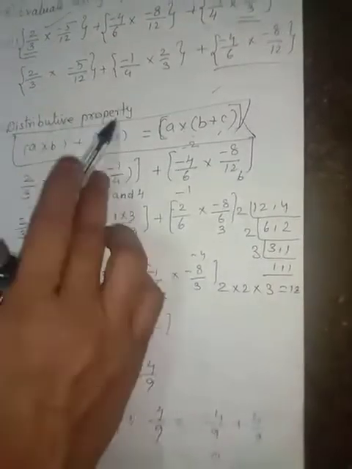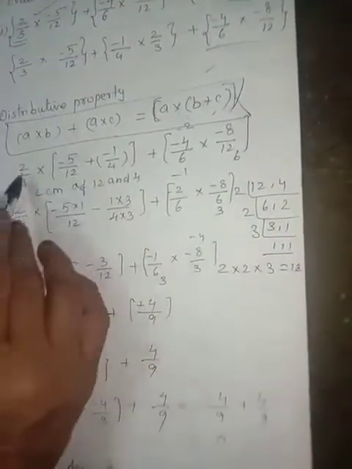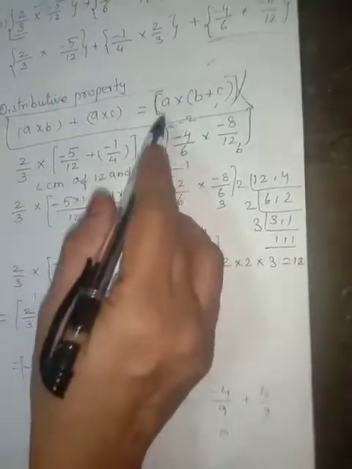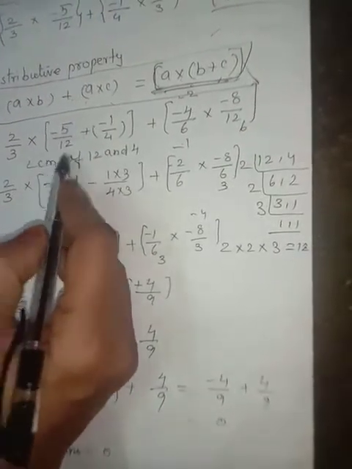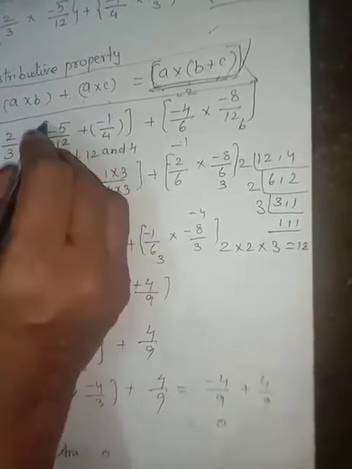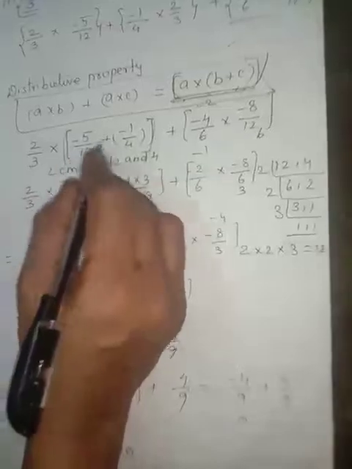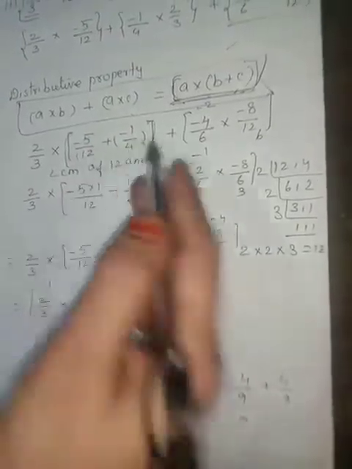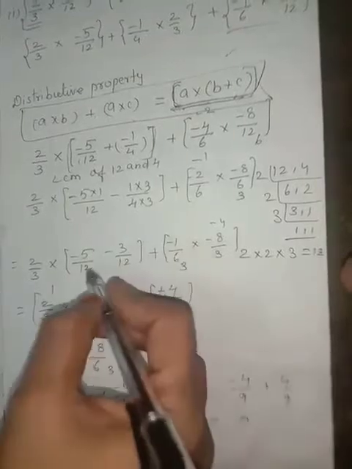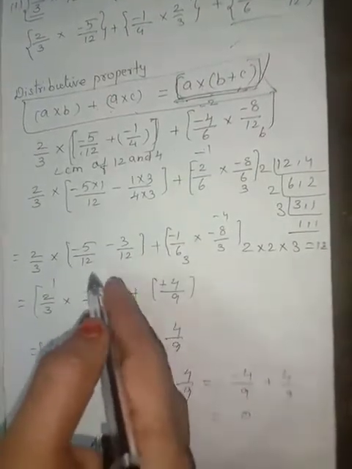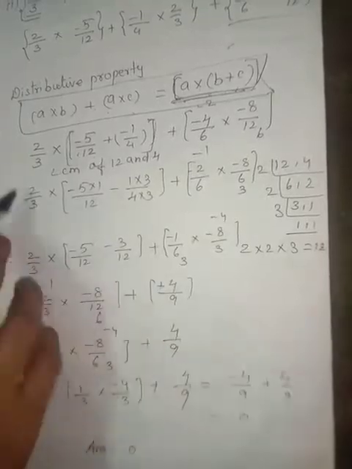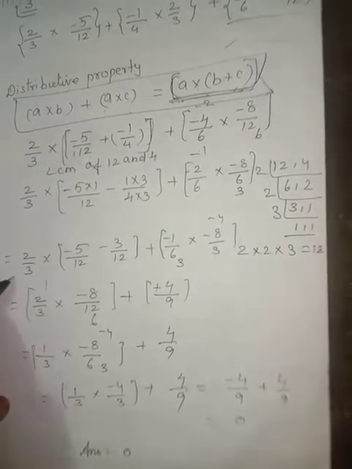Then compare the distributive property to the given sum. We get 2 by 3 into... the right hand side represents the right hand side of the distributive property. So 2 by 3 into minus 5 by 12 plus minus 1 by 4. First solve the brackets using BODMAS. Here the denominators are unlike. Take the LCM of 12 and 4, we get 12. So simplifying with like denominators, the previous numbers are written as they are.